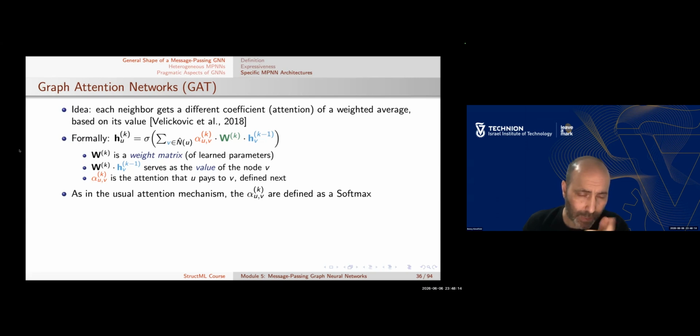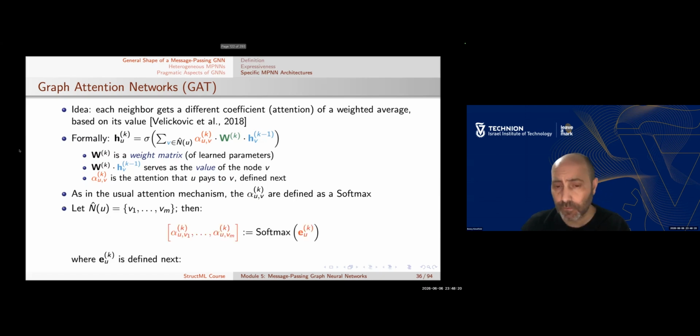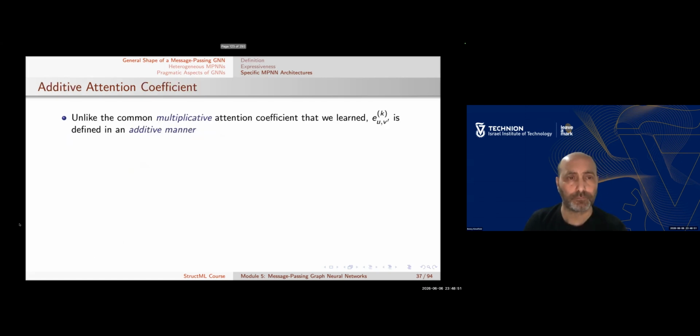As in usual attention, we use softmax, okay? Softmax on some e_u^k, I'll define it next. But basically, e_u^k is a vector of length M, where M is the number of neighbors of U. And then alpha_v1 to alpha_vm is obtained by constructing a distribution out of the e_u^k. This is a softmax over e_u^k. So how do we define e_u^k?